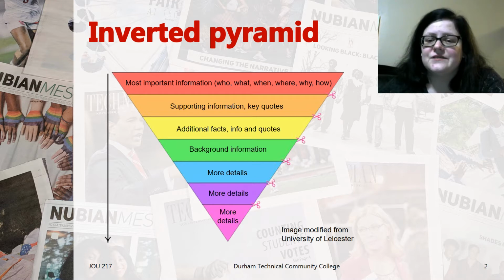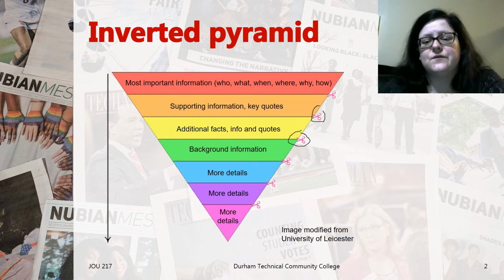These scissors represent places that the copy editor could cut the story if needed. Now, Hicks has some really great examples of news structure in the textbook, so be sure to read them.